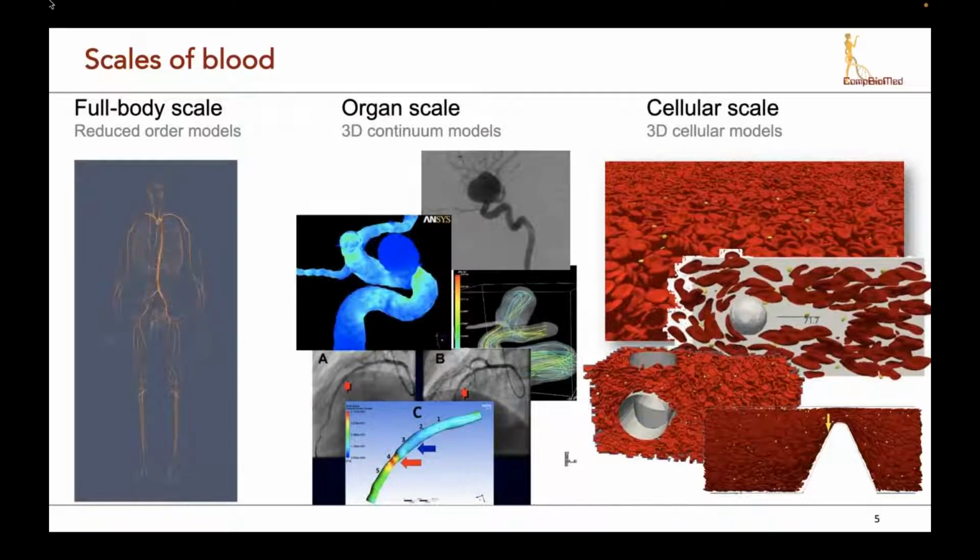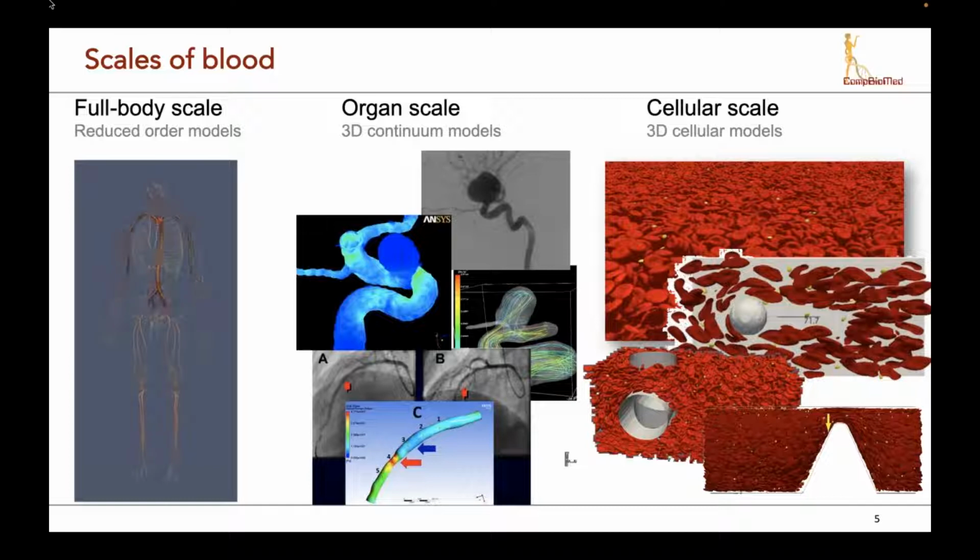And to talk a little bit about the currently available scales. If you have worked with blood flow simulations, then most likely your application fell into one of these three categories. On the largest scale that is available to us, typically we are using reduced order models. That means one-dimensional, 1.5-dimensional models of the whole human vasculature network.